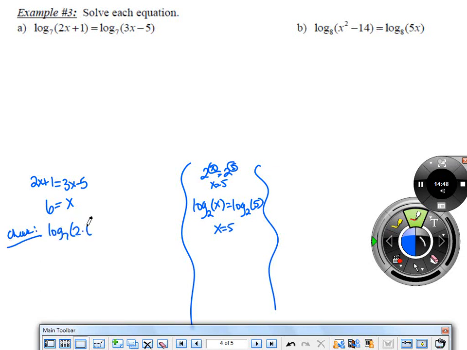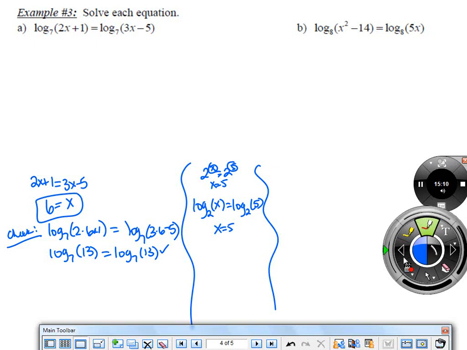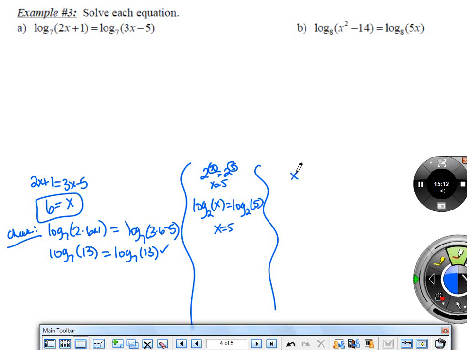So when I do so, here is what I get. So I get log base 7 of 13 equals log base 7 of 13. Now, I don't know what log base 7 of 13 is, but that looks fine. So x is equal to 6. Now, when we look at this second problem, so same idea for part B, I'm going to set x squared minus 14 equal to 5x.